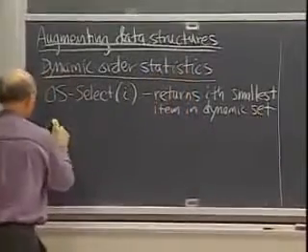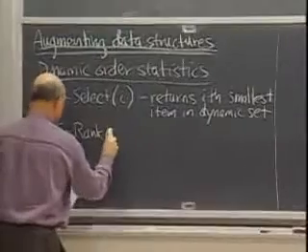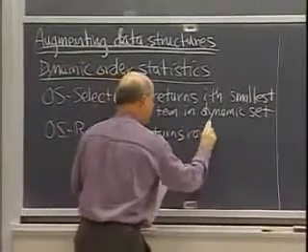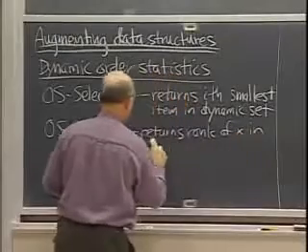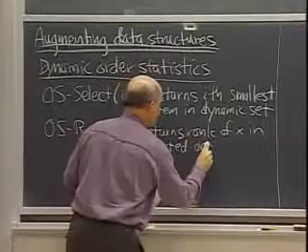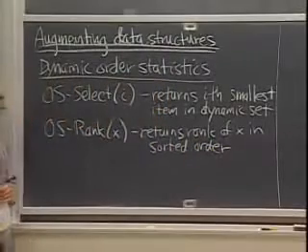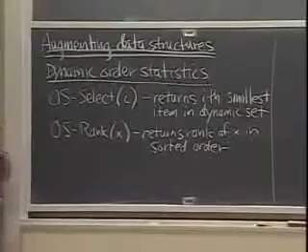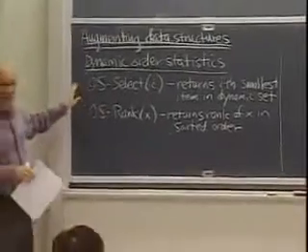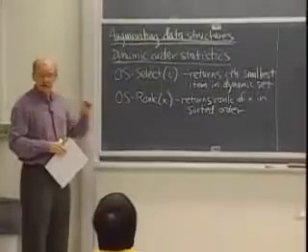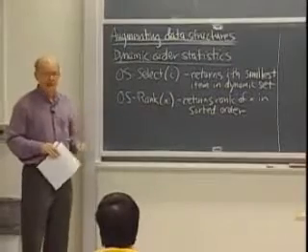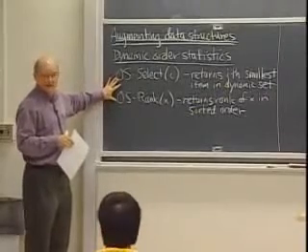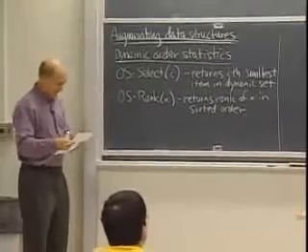Or something like OS-Rank of x, the rank of x in the sorted order of the set. If I had n elements in the set and I gave n over 2, I'm asking for the median. I could be asking for the min, or for a quartile. Here I take an element and ask where that element falls among all of the other elements in the set. In addition, these are dynamic sets, so I want to be able to do insert and delete, to add and remove elements.